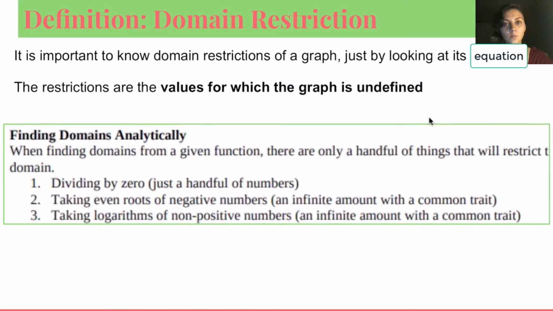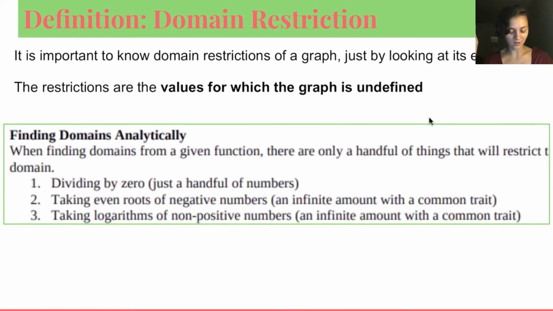And this is a really important skill because you're not always going to have a graph and you're not always going to know what the function looks like. But you will want to know what is the domain of this function, for which values of x is this function defined. And so when we're finding domains analytically from an equation, there are 3 rules that you need to memorize in order to know what are the values for which this function is undefined. The first rule is that you're not allowed to divide by 0.